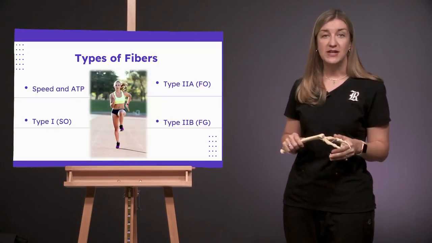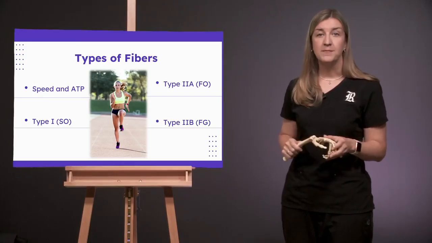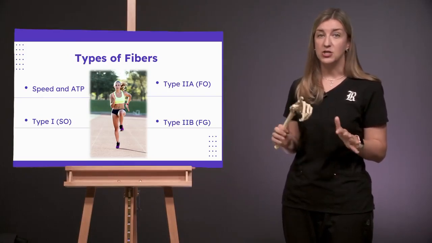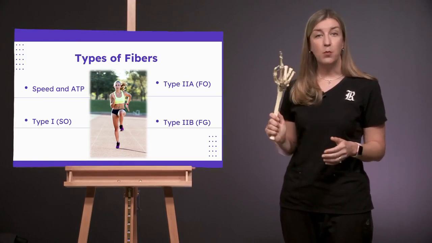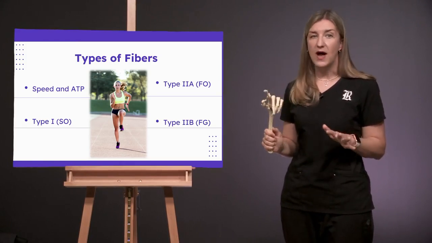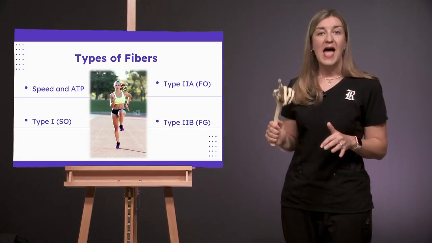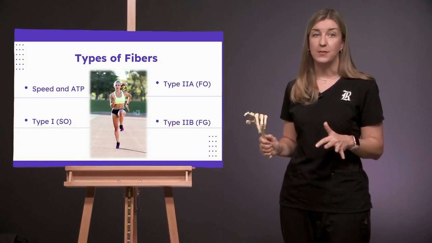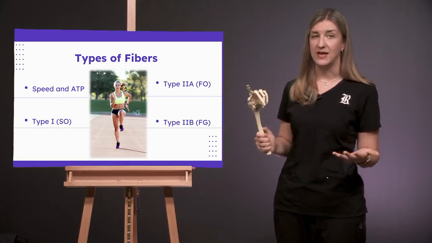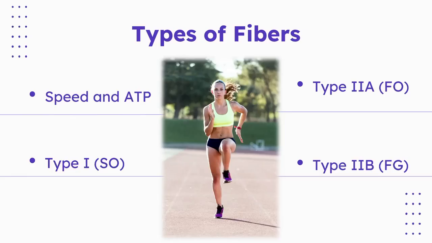To finish this lecture, we need to discuss muscle fiber types. Muscle fibers can be classified by their contraction speed and how they produce energy, or ATP. Type 1 fibers are also known as slow oxidative, or SO fibers. As their name implies, they contract relatively slow compared to fast fibers and use aerobic respiration to make ATP. These fibers are great for sustained long-term activities like walking and postural muscles.